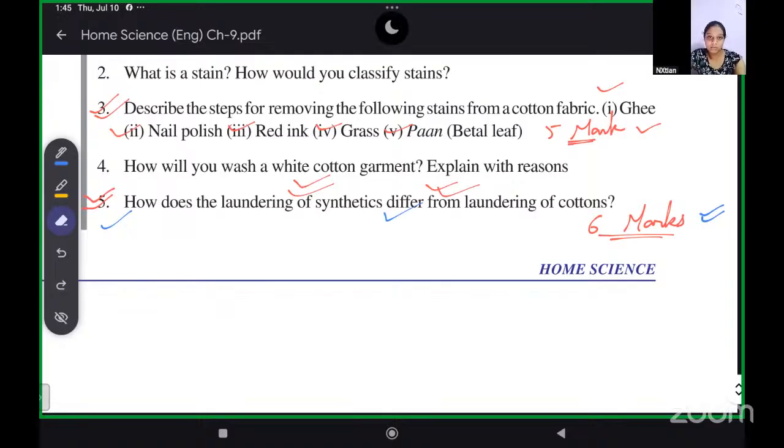Okay, so you can use warm water or cold water. You have soaking, then washing with good soap. Use any good soap and apply light pressure while washing. Then you have rinsing.